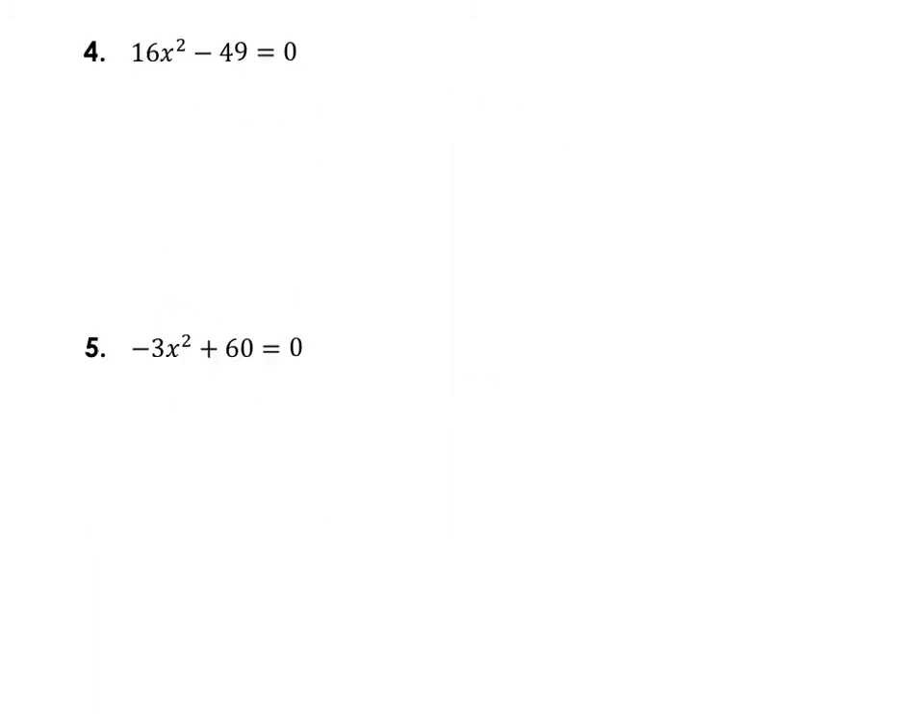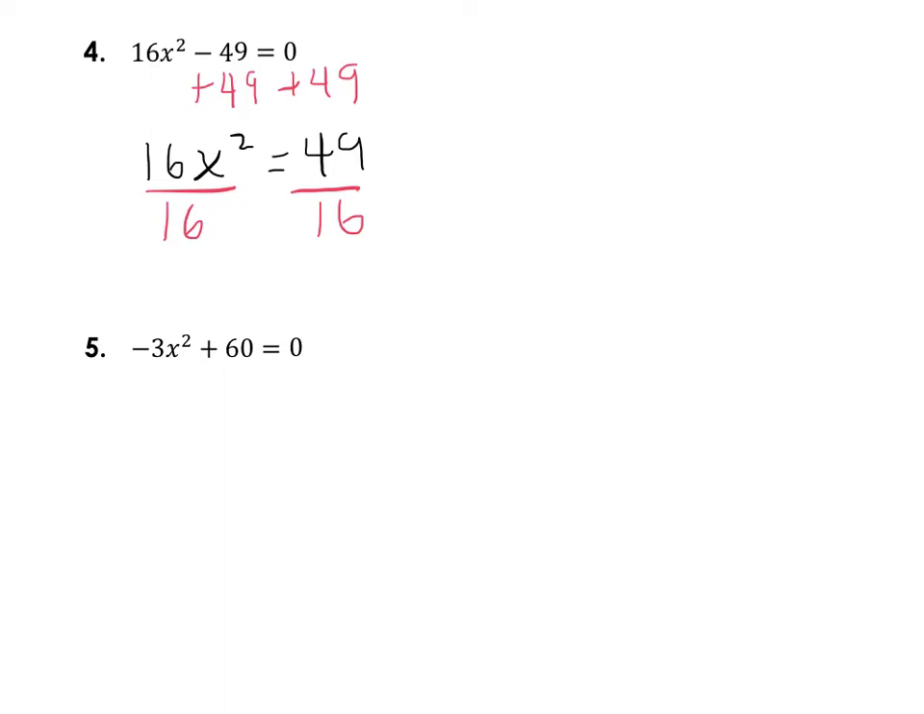Okay, now jumping down to the final examples here. Example 4 says 16x squared minus 49 equals 0. So again, I want to go ahead and isolate the x squared term. So I'm going to add 49 to both sides. I'll have 16x squared equals a positive 49. One more step in solving here. This one's got a little more work. I'm going to divide by 16. And I'm going to leave this as x squared equals 49 sixteenths.